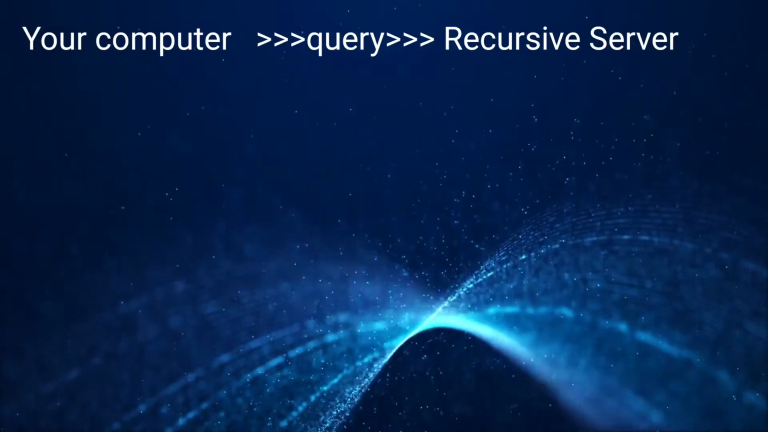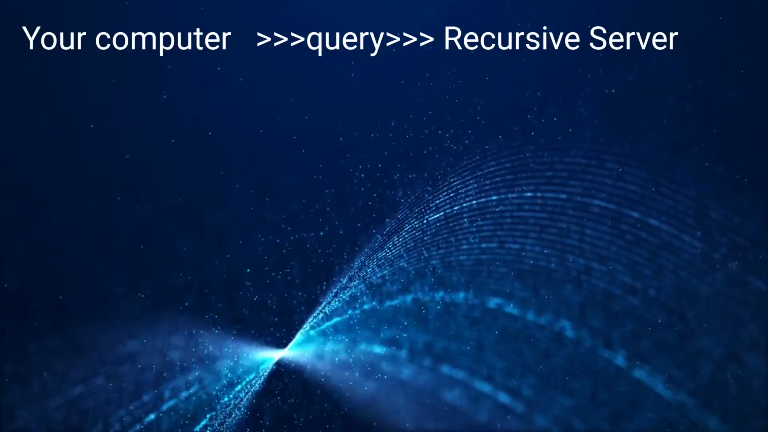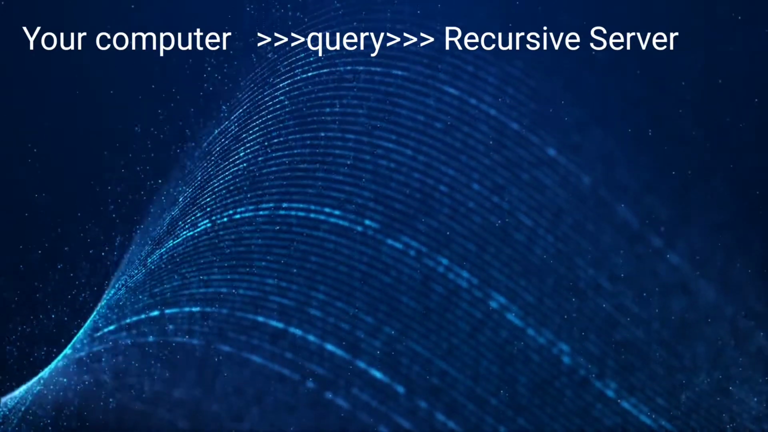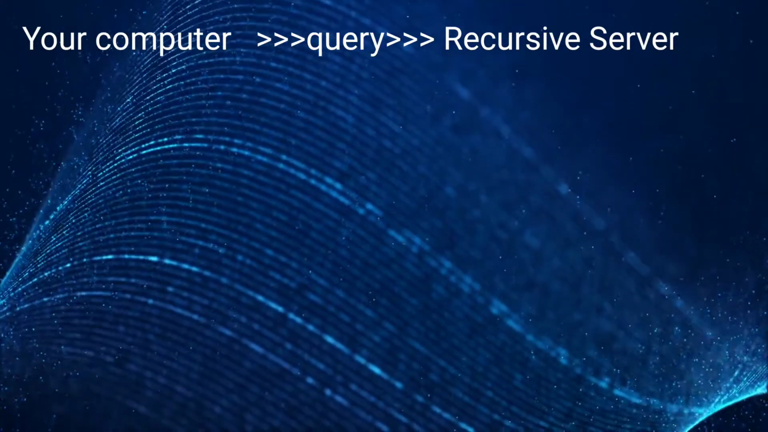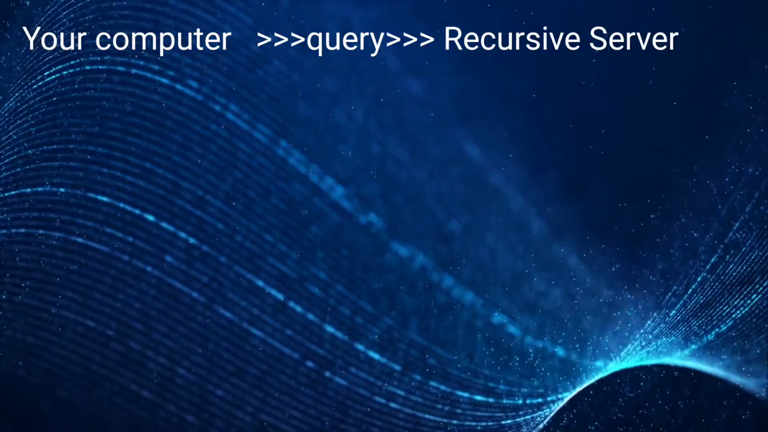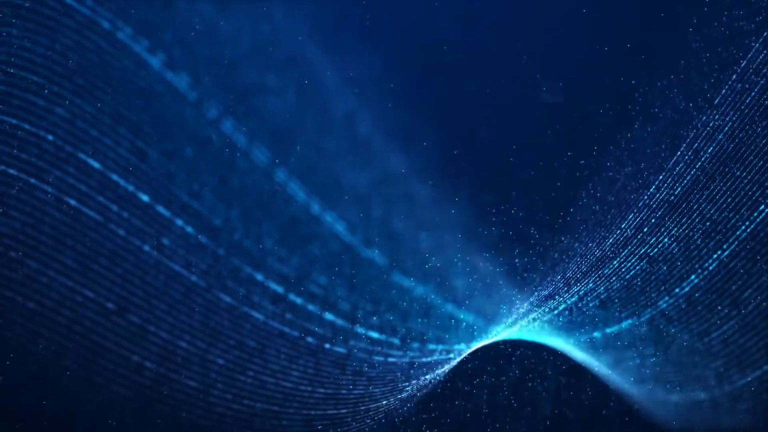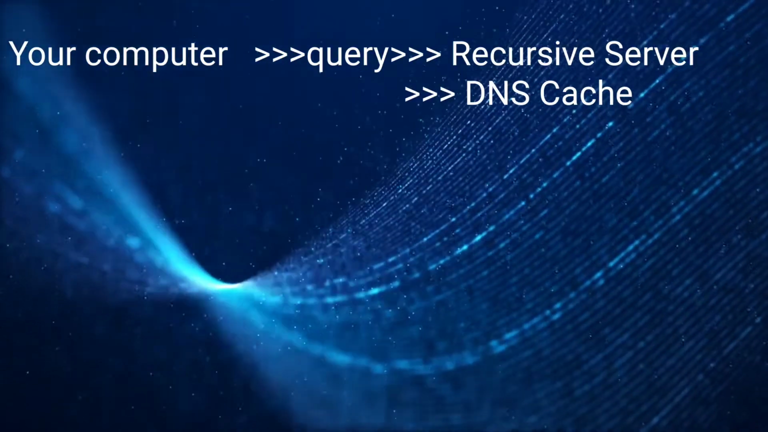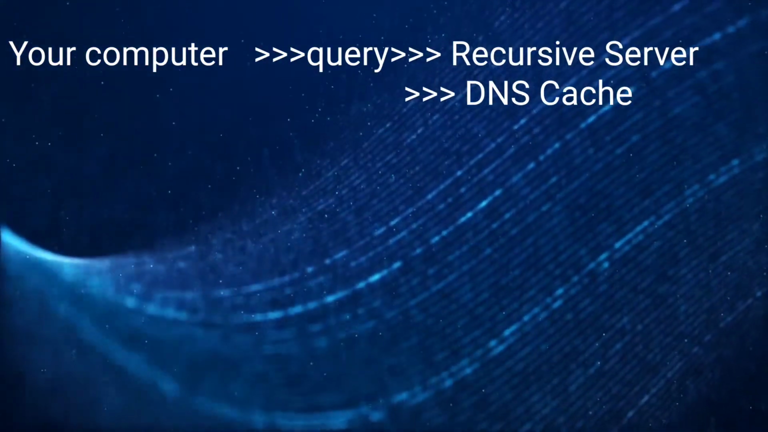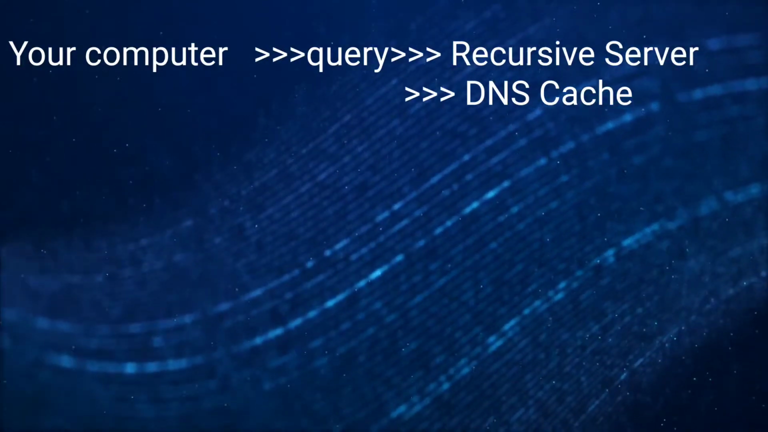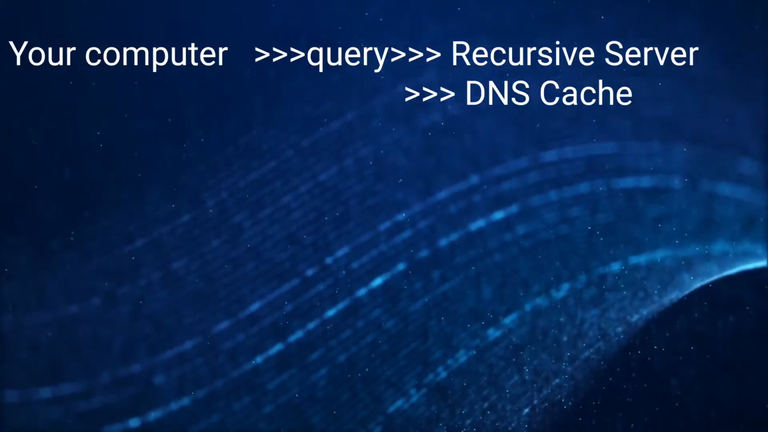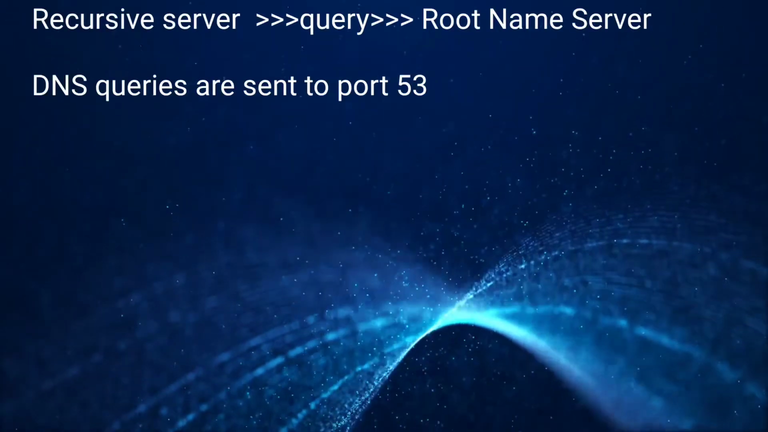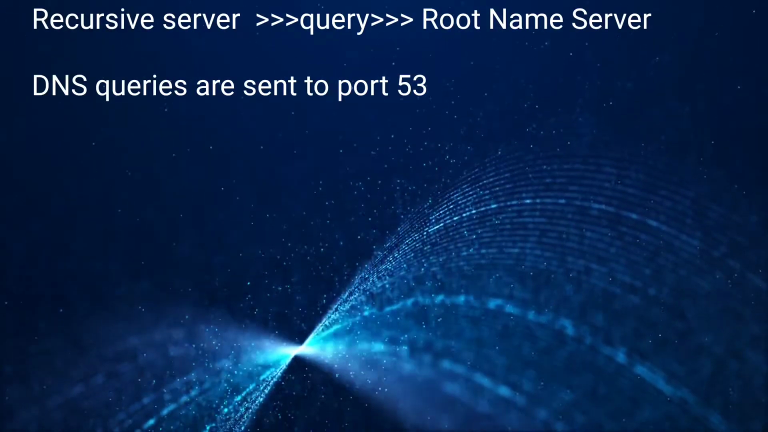Your computer will then query the recursive server. The recursive server is usually owned by your ISP, but it doesn't have to be. We'll get into recursive servers more in depth in a future video. So, your computer queries the recursive server, and the recursive server checks its DNS cache to see if it might have the A record or quad A record that you're looking for. If it doesn't, then it takes over from here and it goes out on the internet to find your A record. So then the recursive server queries the root name server.